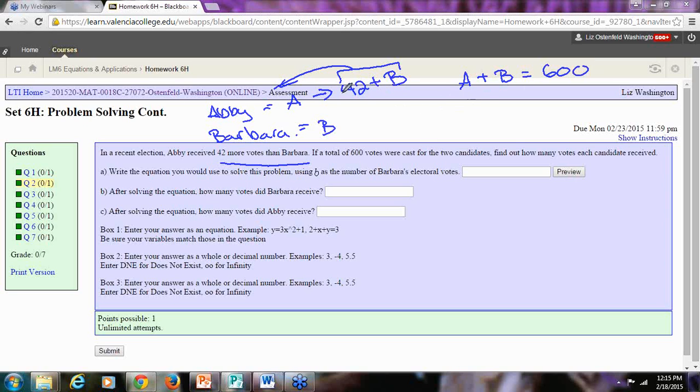Well, that's easy. If what Abby had was really 42 plus B, I'm going to replace my A for Abby with 42 plus B, because that's what she had. She had 42 more than Barbara. Plus whatever Barbara got should equal 600. Okay, and then again, I'm combining like terms. I have two B's, and then I have the 42 plus. I want to move the 42 to the other side by doing minus 42.